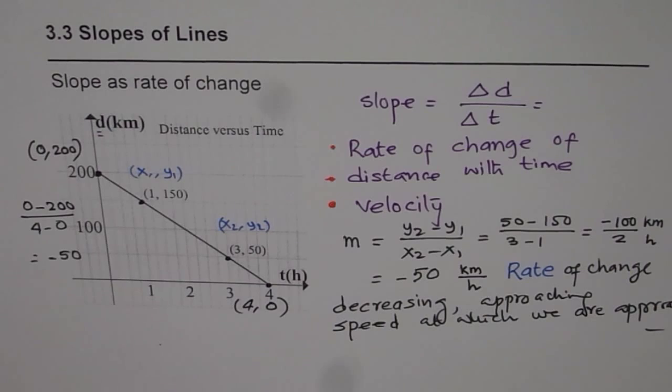In this case, that slope represents rate of change for us, and rate of change between distance and time means speed or velocity. And negative here means we are approaching, right? Distance is decreasing with time. That means we are approaching the point from where the distance is being measured.